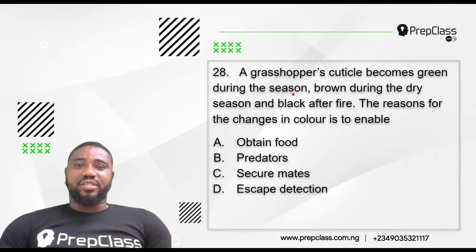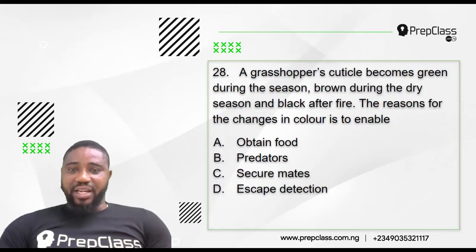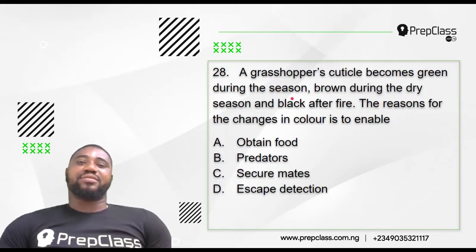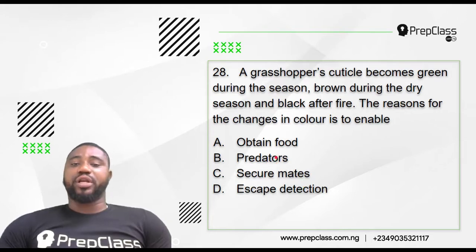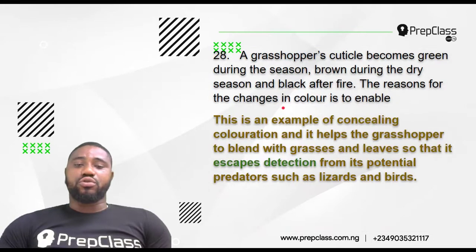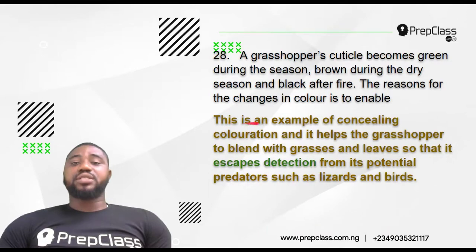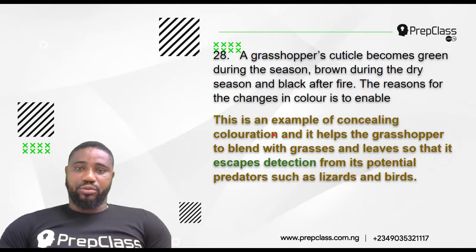Now, during the rainy season, when we usually have luscious pastures, the cuticle, that's the outer covering of the grasshopper, is usually greenish in color. But during the dry season, when the leaves are now brown or lignified, their body also becomes brown, just like the leaf. Then during fires in the savannah, the cuticle becomes black. So they're asking us, why is this so? Is it to escape detection? Is it to secure mates? Is it predators? Is it to obtain food? Now, I said here that this is an example of concealing coloration.